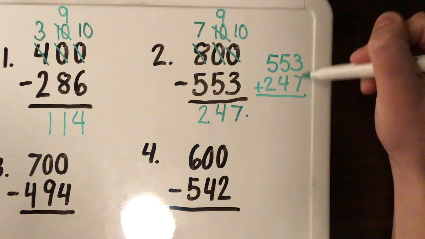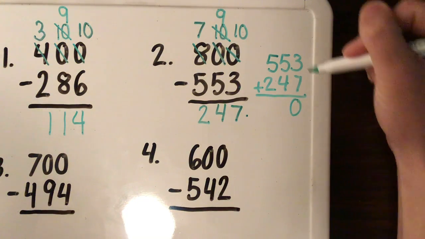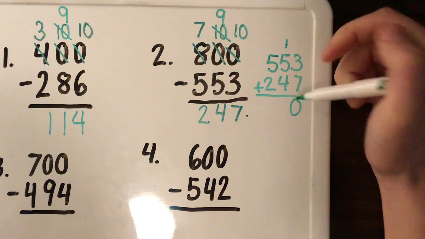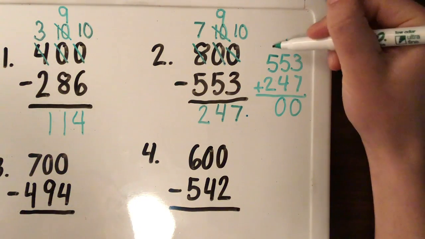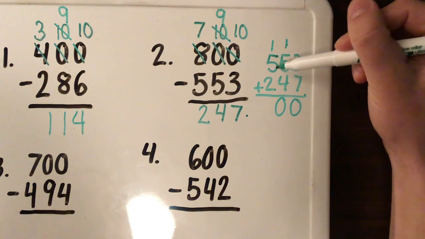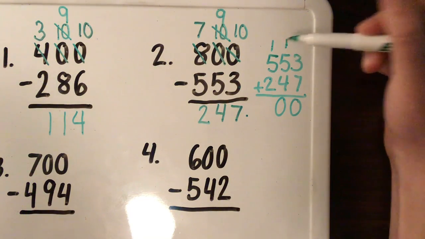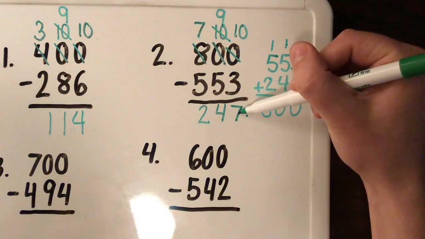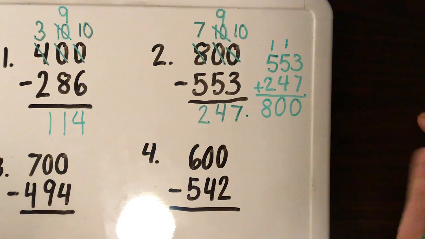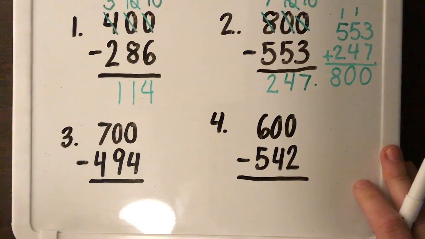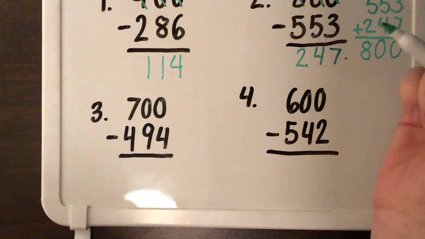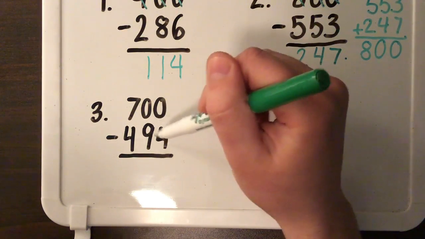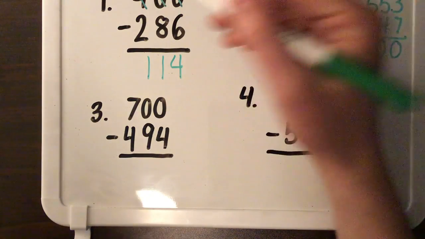If I add 3 plus 7, I get 10. Carry that 1 over. 5 plus 4 is 9, plus that new 1 gives me 10. And if I have 5 plus 2, it's 7, plus this new one, I have 800. Okay, well that all works out. That means that I got the right answer down here of 247. All right, moving over here to 3. Same thing over here. I have 2 zeros, not enough to subtract these guys down here.